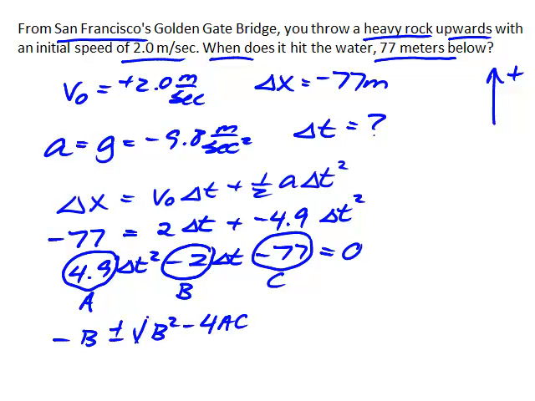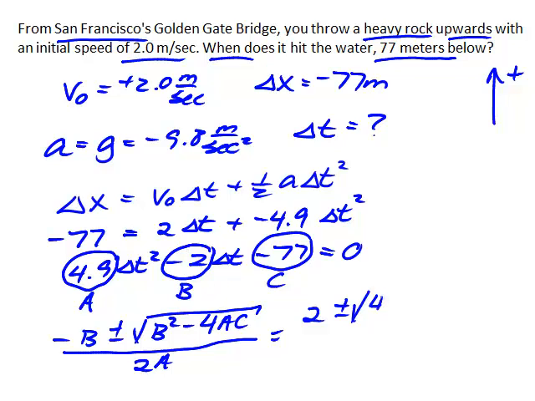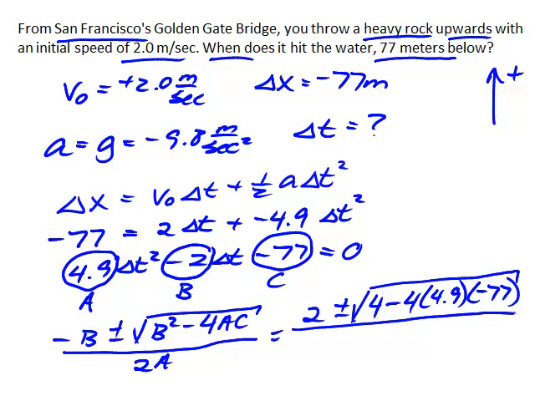In the quadratic formula, negative b plus or minus the square root of b squared minus 4ac, all over 2a. So we have negative b, negative negative 2, gives us 2 plus or minus the square root. B squared, negative 2 squared is 4, minus 4 times 4.9 times negative 77, all over 2 times 4.9, so all over 9.8.